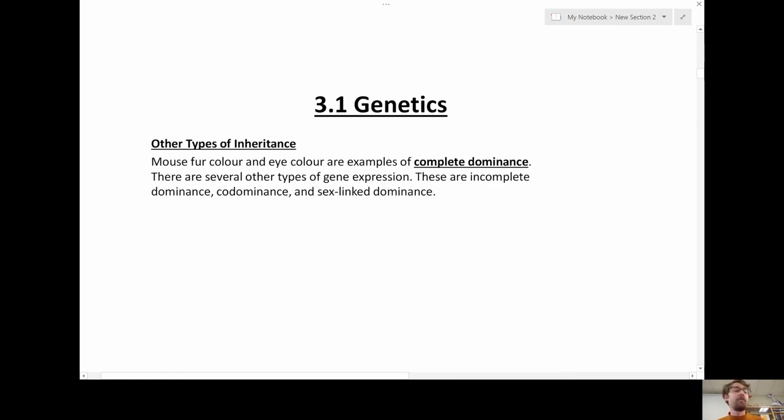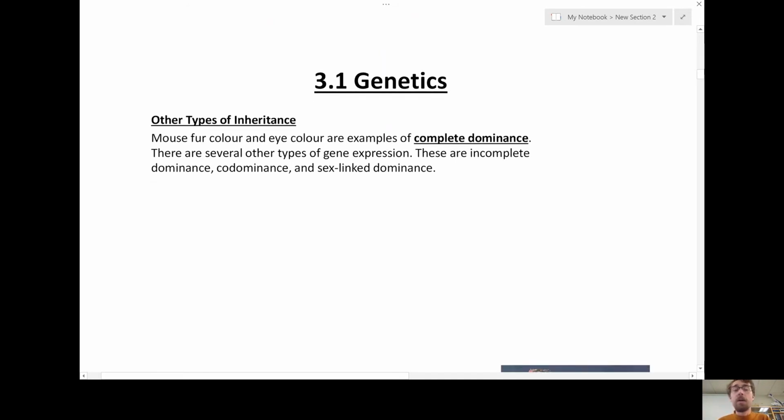All right, now we're going to look at a few other types of dominance. We've looked at fur colors, eye colors, widow's peaks, and attached or unattached earlobes as examples of complete dominance. If you have the dominant gene, you will express the trait. If you have the two recessive genes, you won't express it. Those are just examples of complete or simple dominance. Now we're going to make it a little more complicated and look at a few other types of dominance.